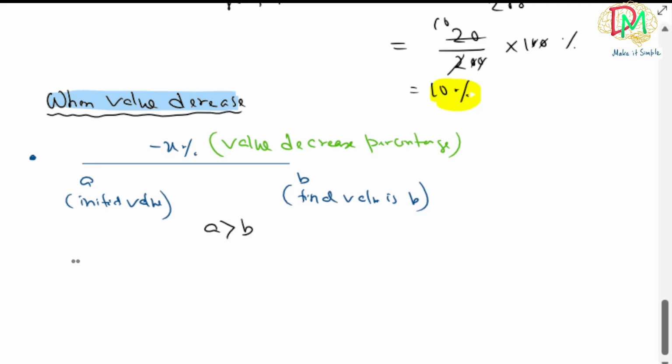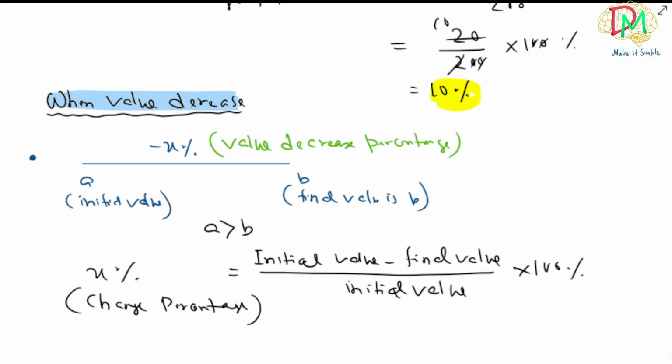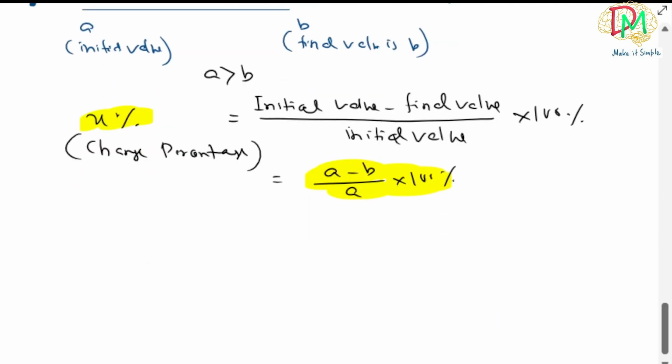So the change percentage, that is x, is equal to initial value minus final value by initial value into 100%. So we get (a minus b) by a into 100%. Clear? This is x percentage. This is one formula.